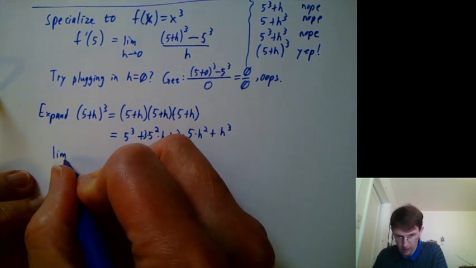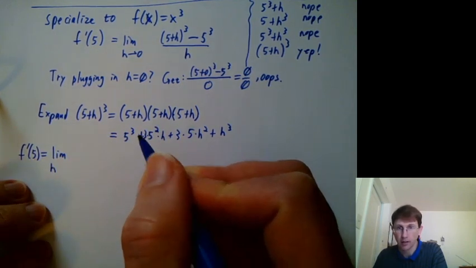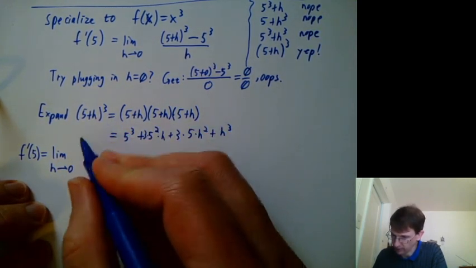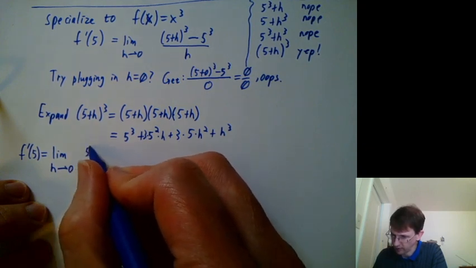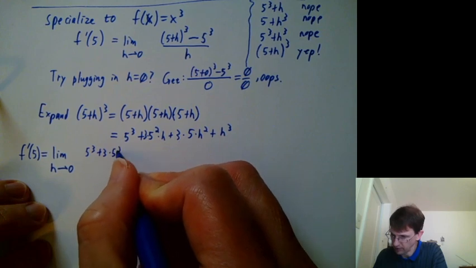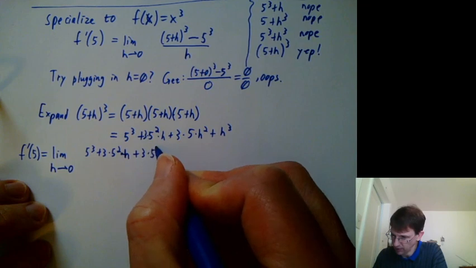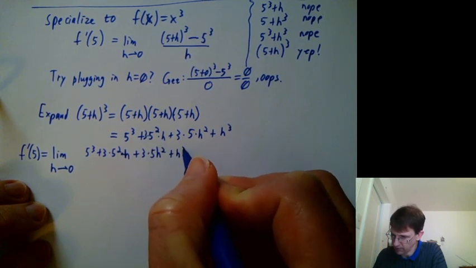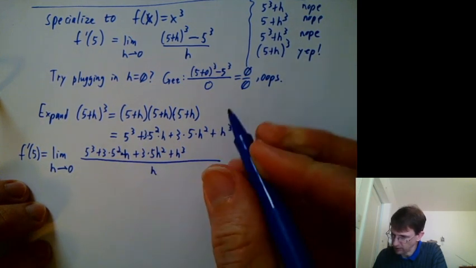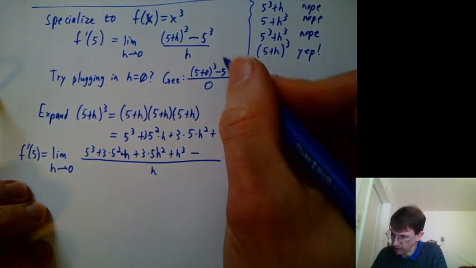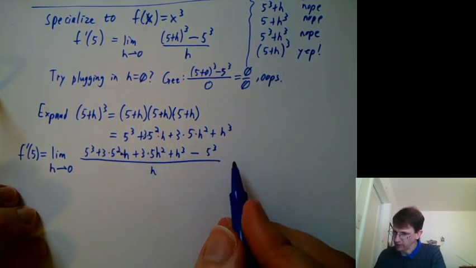And then we're going to go back and say f'(5) equals this limit as h goes to 0. So we're saying, how does this thing behave as h goes to 0, of (5^3 + 3 times 5^2 times h + 3 times 5 h^2 + h^3) all over h. And remember, there was a minus 5^3 here. So now let's do algebra on this.